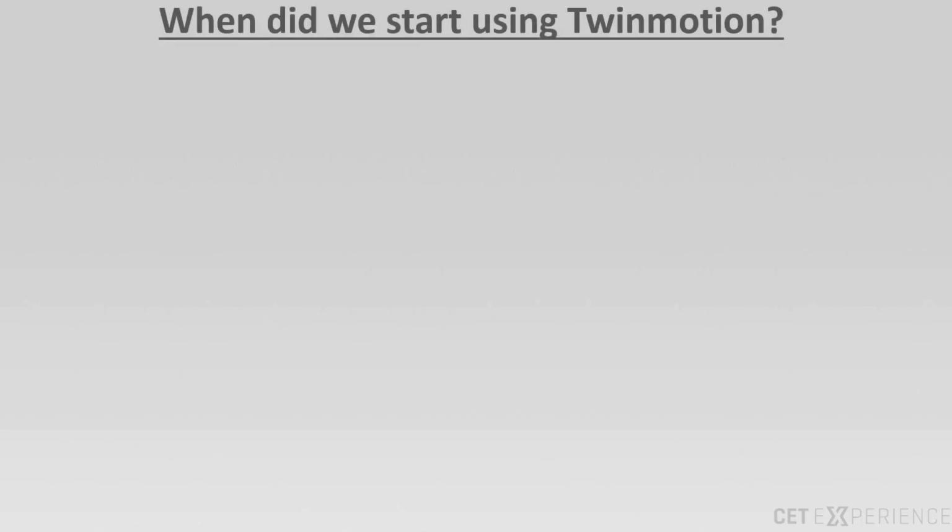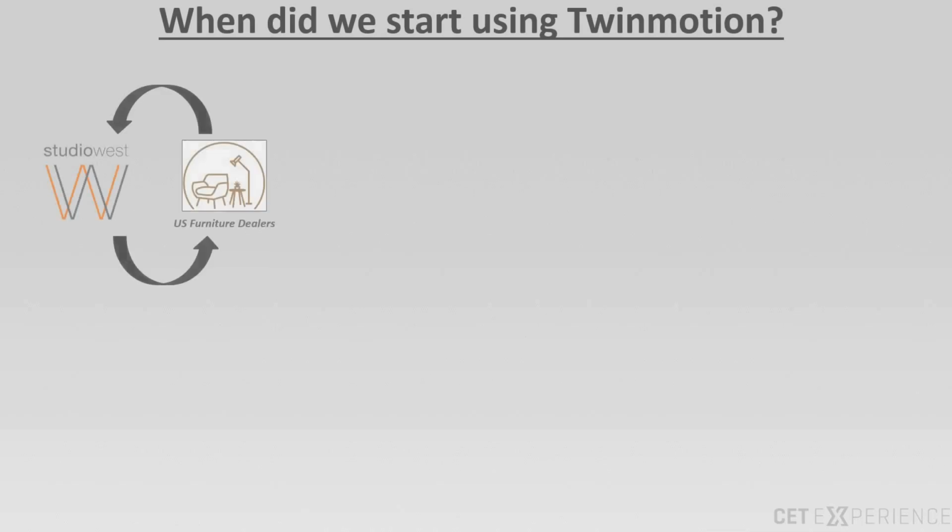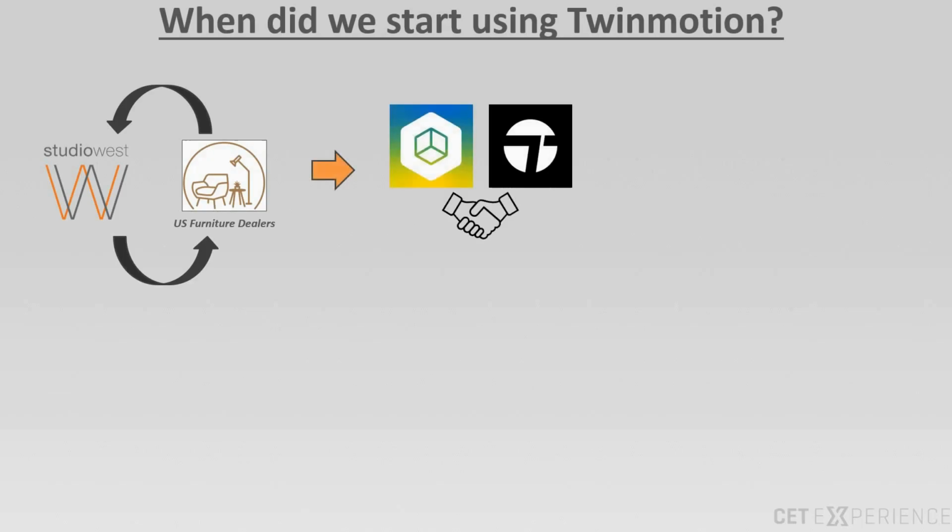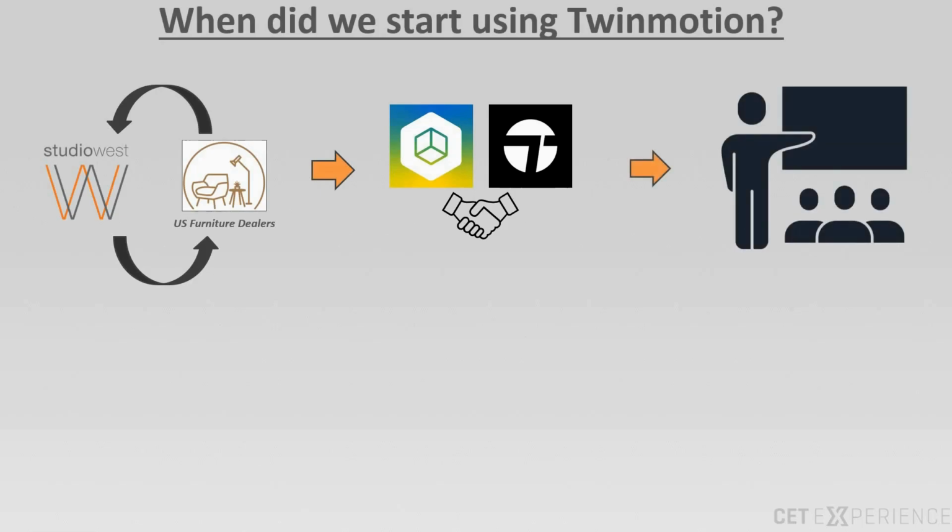When did we start using Twinmotion? Studio West is an offshore company offering design services for US furniture dealers. For us to be able to give the best service that we can provide, we would frequently update ourselves with the latest software that our clients might likely use. Then, as soon as we learned that CET has collaborated with Twinmotion, we immediately learned the software ourselves as well as the members of the team to make sure that they are ready to use Twinmotion anytime there are demands for renderings using the software.